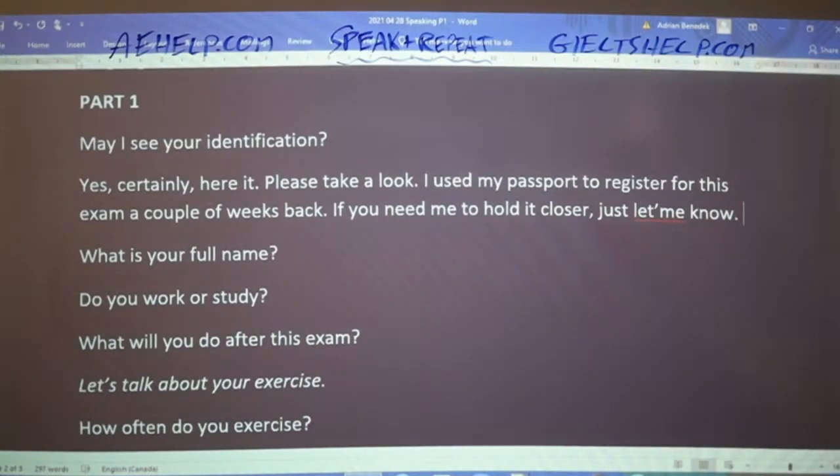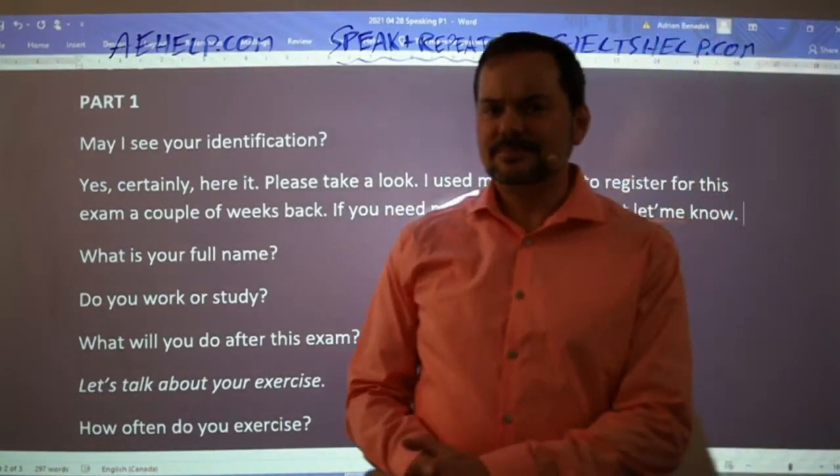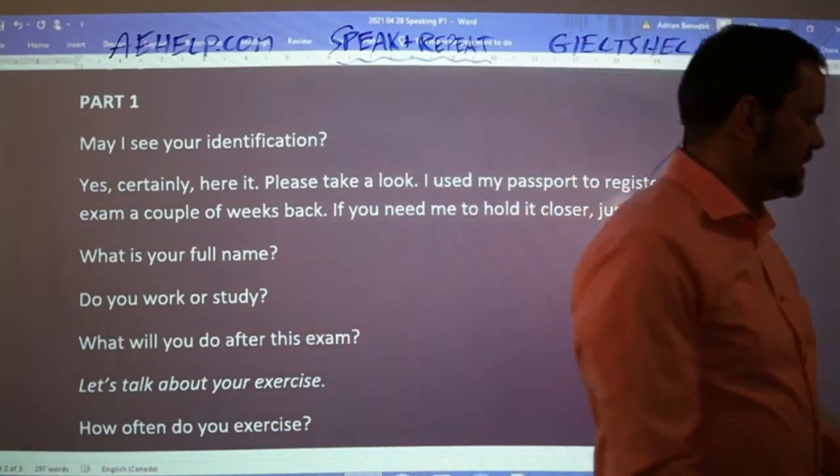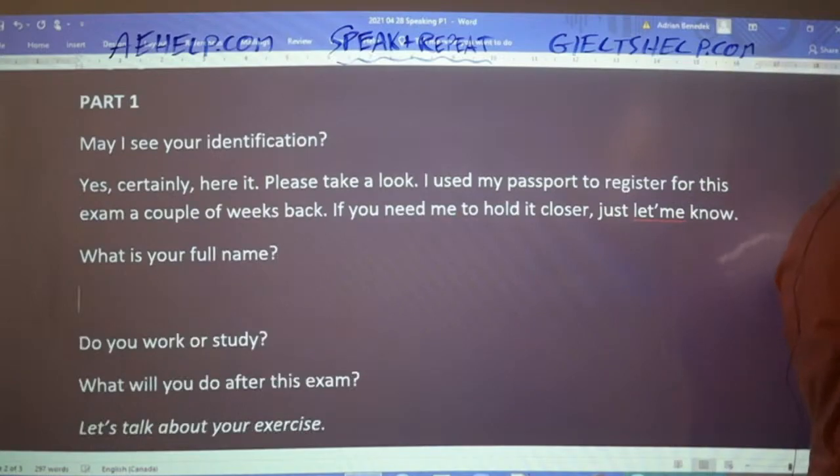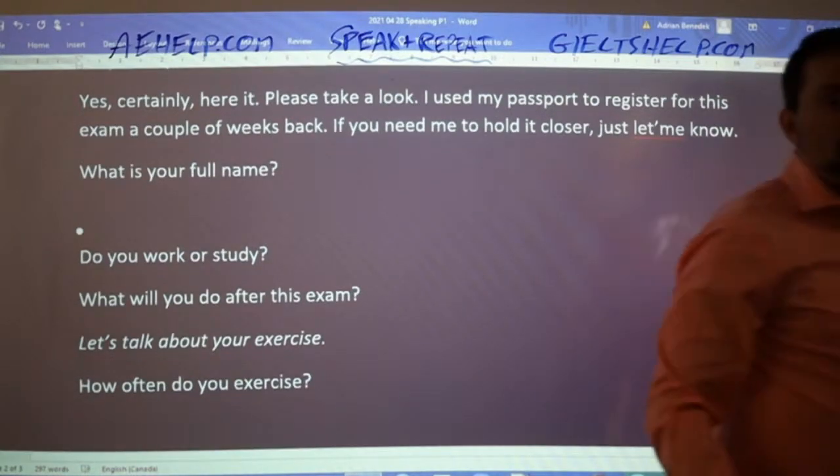One more time. May I see your identification? Yes, certainly. Here it is. Please take a look. I used my passport to register for this exam a couple of weeks back. If you need me to hold it closer, just let me know. All right? Okay, cool. So let's keep going. Next question, of course, is they're going to ask you for your name.